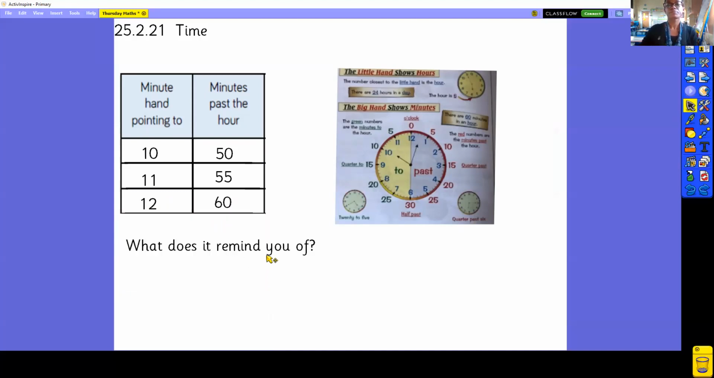What does it remind you of? I agree, the 5 times tables. Okay, you can see how they really start to join in together and just really kind of that connection. You can begin to see how telling the time and the 5 times table really do go hand in hand, and they really can help you if you need them.